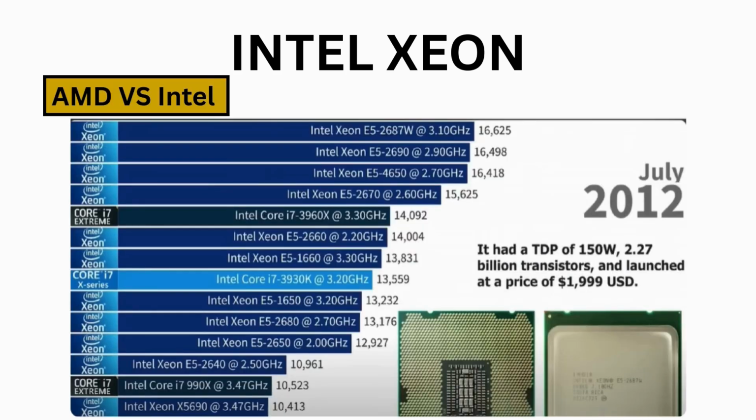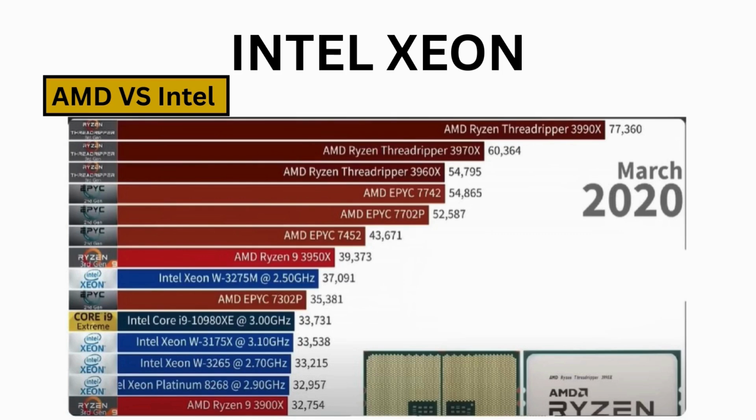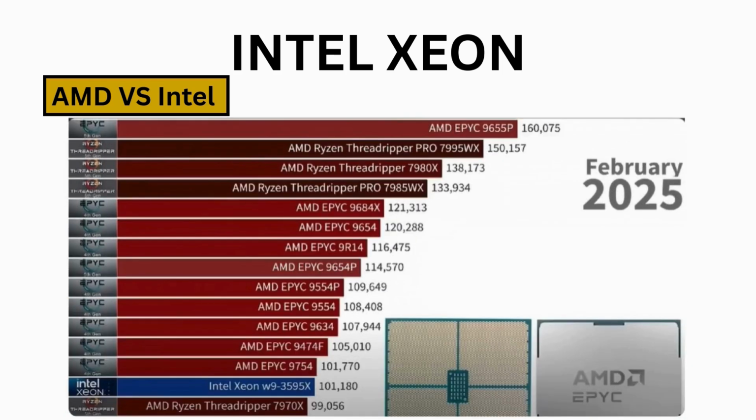With all these capabilities, Intel Xeon used to dominate the professional workstation market for years. But these days, Ryzen Threadripper from AMD has taken over because it gives more power and better price to performance.